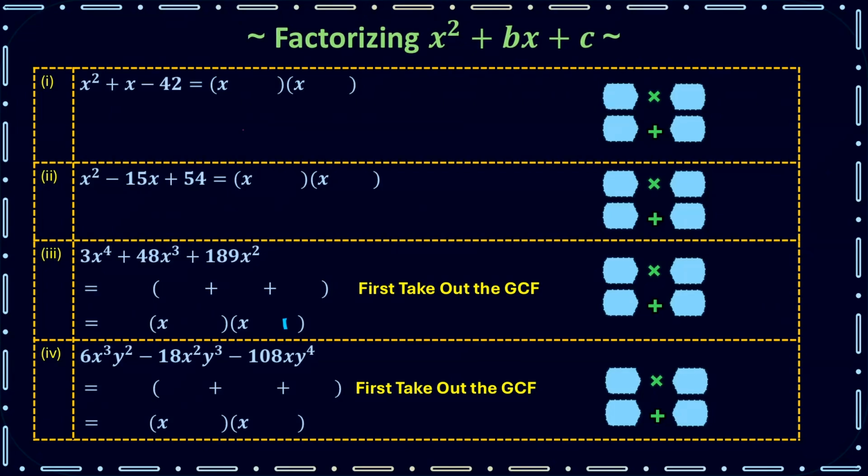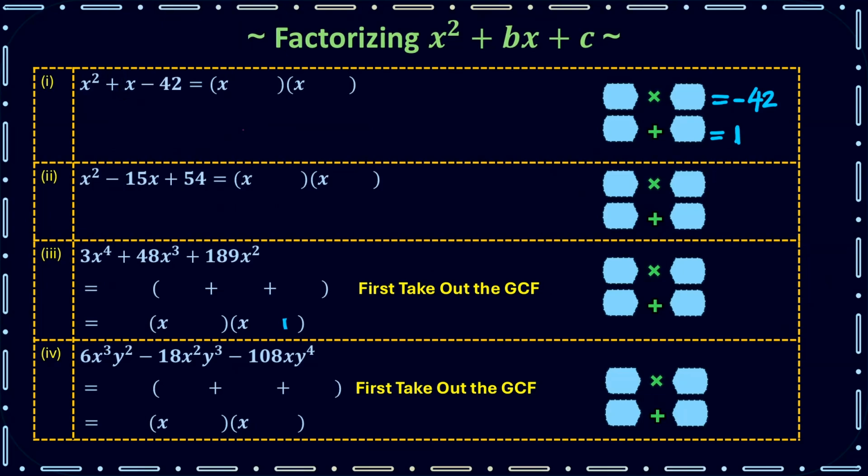Let's look at some examples. Example 1 is a quadratic polynomial with the leading coefficient of 1. So we are again going to look for two numbers that will multiply to the constant of negative 42 and add up to the middle coefficient of 1. Middle coefficient is 1 because we have x, and naturally the coefficient of x is 1. So let's see what these two numbers are.